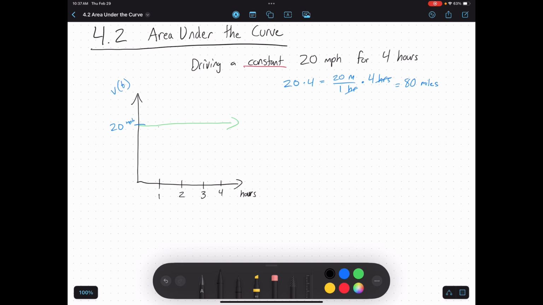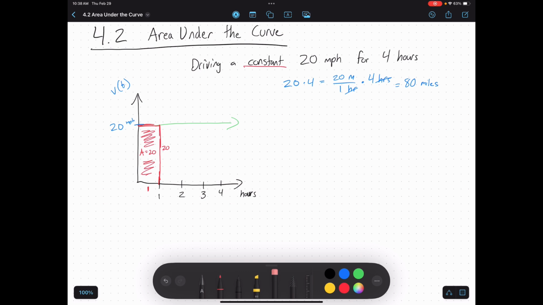Well, take a look at this rectangle right here. Oh, sorry, let me use red for this. Take a look at this rectangle. This rectangle has a height of 20 miles an hour, or 20, and a width of 1, which means the area of this rectangle is 20. Well, what does that area represent in terms of my situation? How far have I actually gone after 1 hour? If I'm going 20 miles an hour, I should have gone 20 miles.